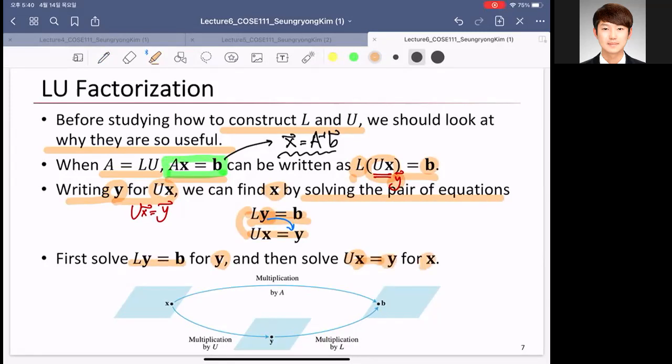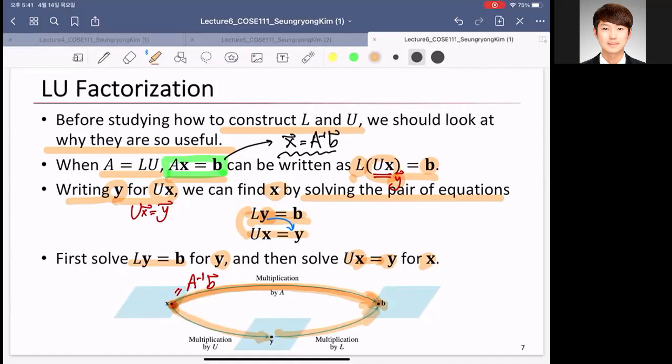In other words, first solve Ly equals b for y, and then solve Ux equals y for x. Here is x, here is b, and this is just the solution by the inverse of matrix A times b. Rather than directly solving this equation, if we have the LU factorization, we can factorize this linear transformation as multiplication by U and multiplication by L.